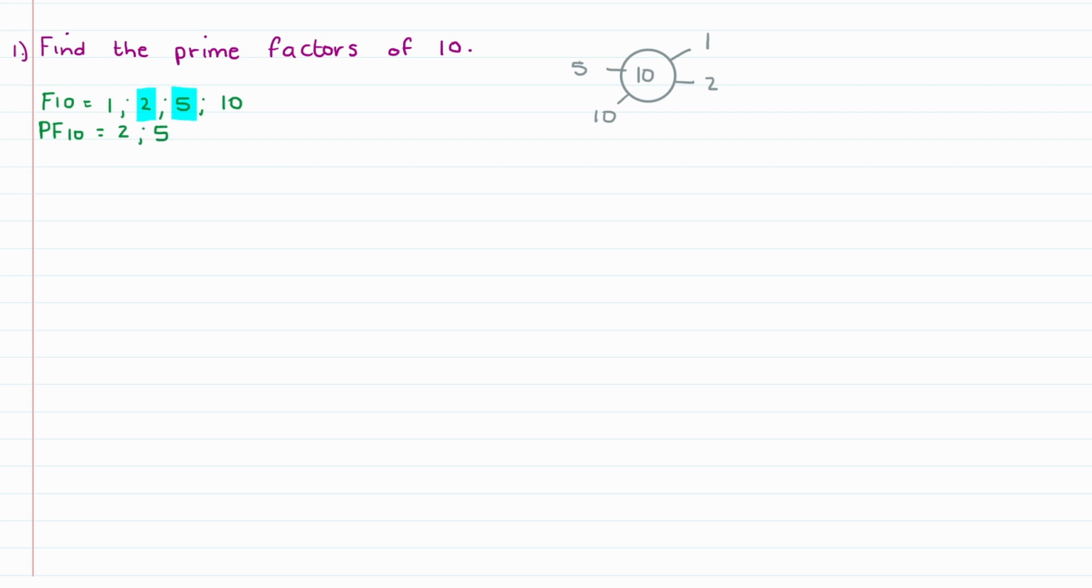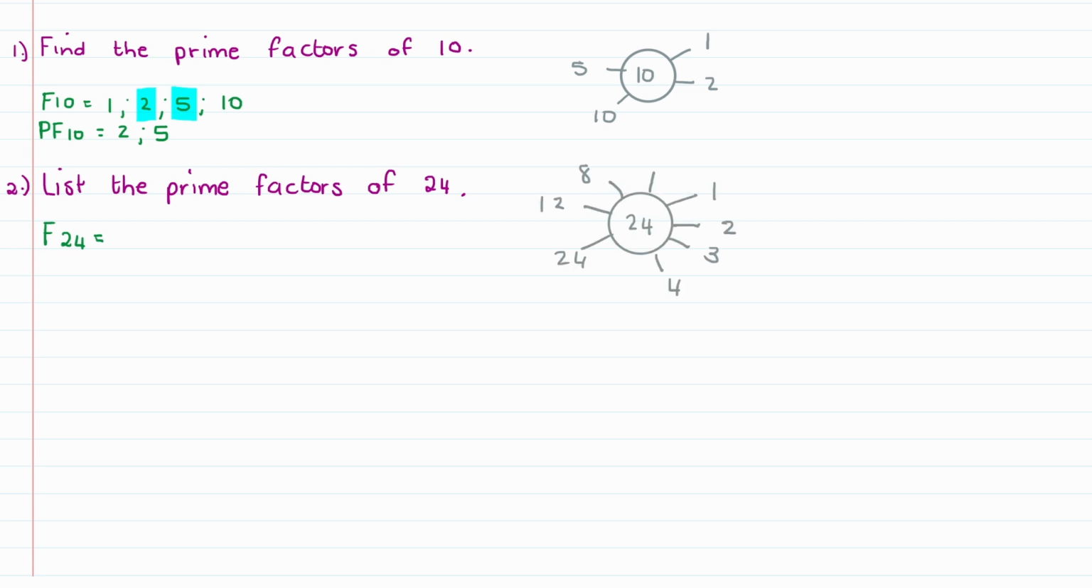Let's try another one. Pause the video and give this one a try by yourself. List the prime factors of 24. Well, first you'll use your factor sums to find the factors of 24. Then write F24 equals and list the factors you have found. Highlight the prime numbers in your list. Then you can write PF24 equals and list the prime factors of 24. In this case, the prime factors of 24 are 2 and 3.